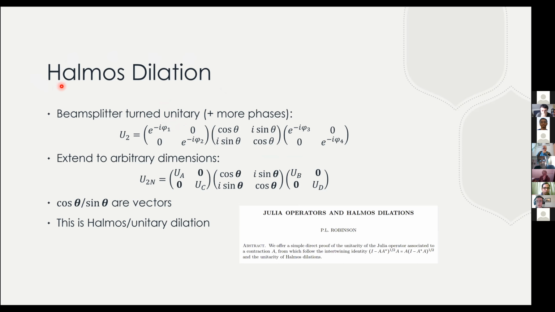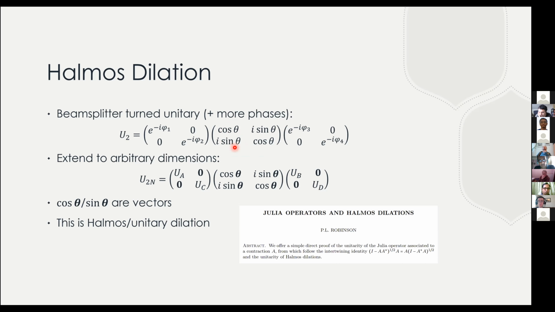There is a paper by Paul Halmos on Halmos dilation, but it's actually pretty difficult to get hold of. So I often refer to this paper, Julia operators and Halmos dilations, because it's more recent. But the point is that if we first consider a single 2-mode system of a beam splitter, and although there are various ways of making a beam splitter unitary, we take this specific way and then add a few more phases. So we have this beam splitter in the middle, cos theta and i sine theta terms.